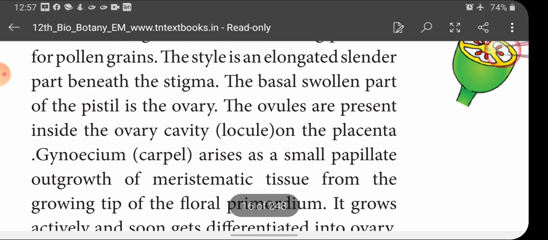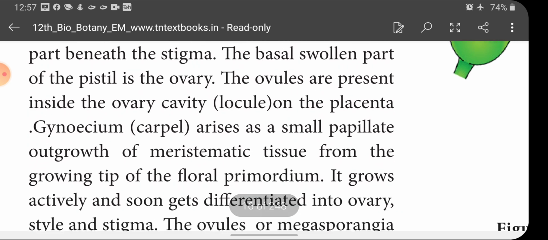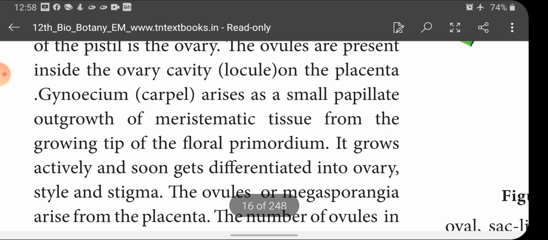Next, the gynoecium, that is the carpel, arises as a small papillate outgrowth of meristematic tissue from the growing tip of the floral primordium. When the floral buds are arising, the gynoecium arises as a small papillate outgrowth of meristematic tissue from the growing tip of the floral primordium. It grows actively and soon gets differentiated into ovary, style and stigma.